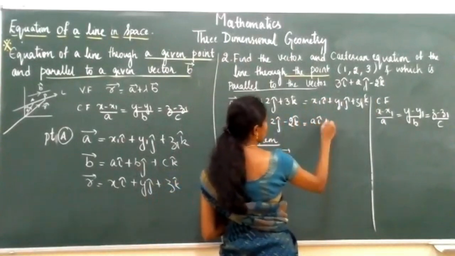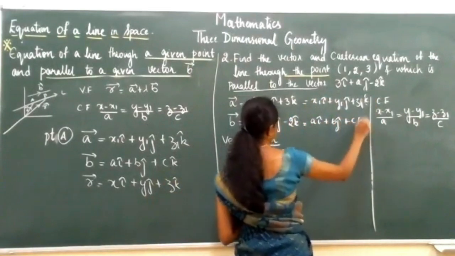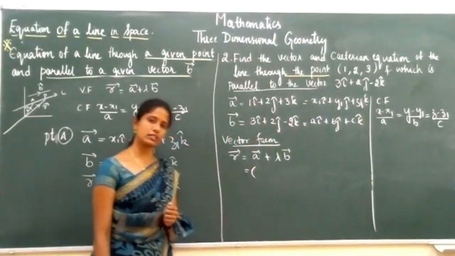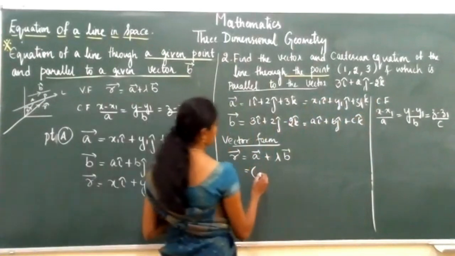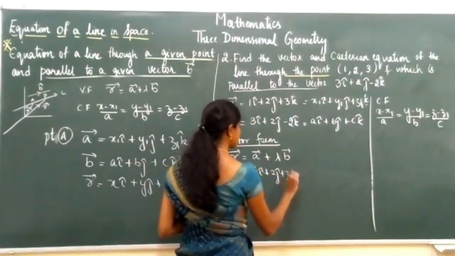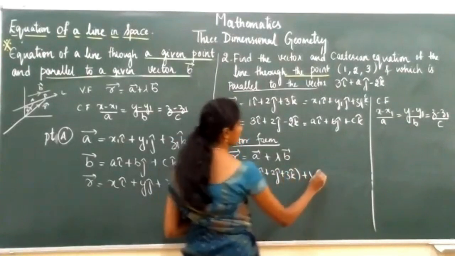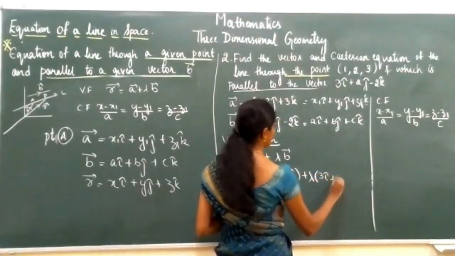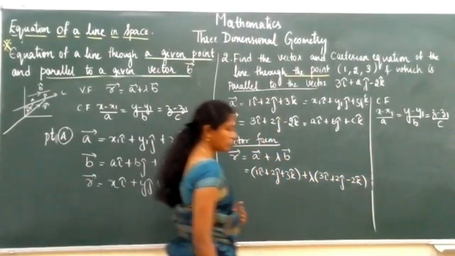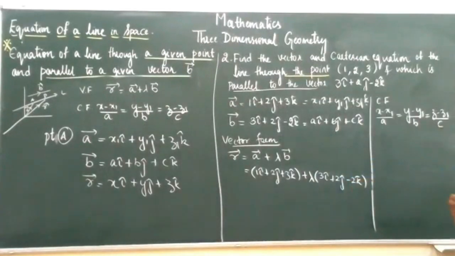Therefore, this is nothing but ai cap plus bj cap plus ck cap. So let us write its vector form. The vector form is given by vector r is equal to vector a plus lambda times vector b. Vector a is 1i cap plus 2j cap plus 3k cap plus lambda times vector b. Vector b is 3i cap plus 2j cap minus 2k cap. So simplifying, now in order to find the Cartesian form, x minus x1 by a, which is equal to y minus y1 by b, which is equal to z minus z1 by c.